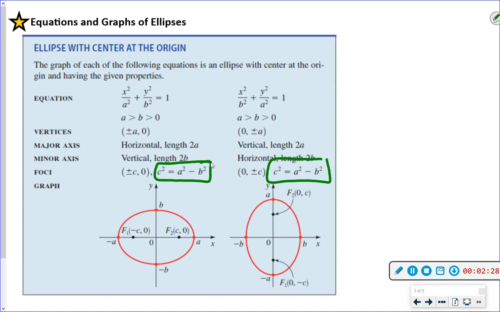All right, so to draw these, here's the breakdown. Let's say you have 36 under x squared. Well, what's the square root of 36? 6. A is 6. I go 6 right, 6 left. Let's say you have 4 under y squared. What's the square root of 4? 2 under y, so 2 up, 2 down. Bam, draw. So easy, except my drawing skills.